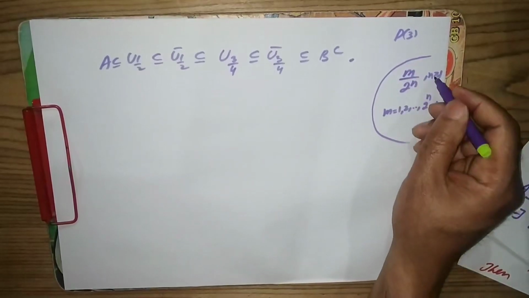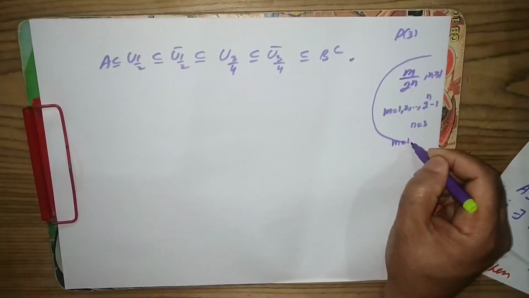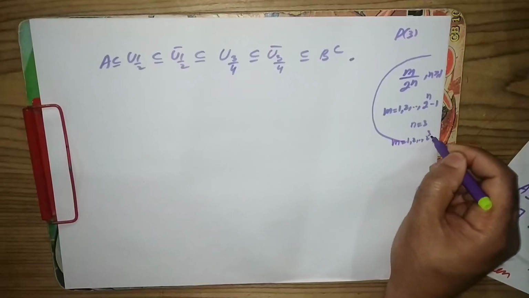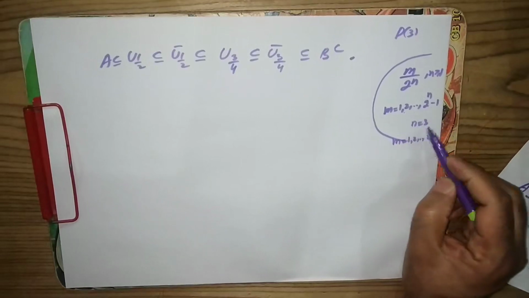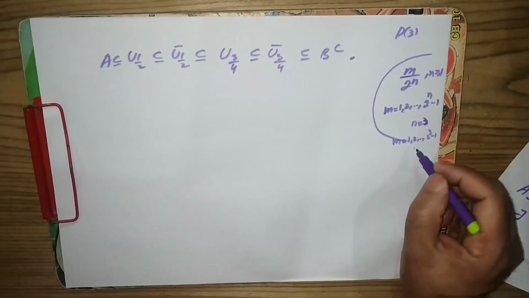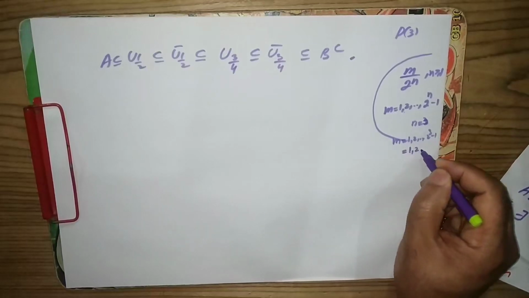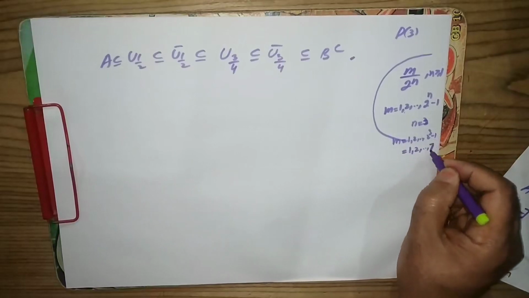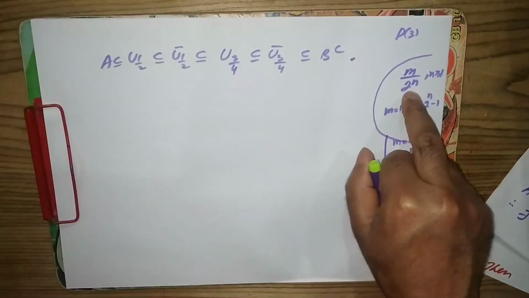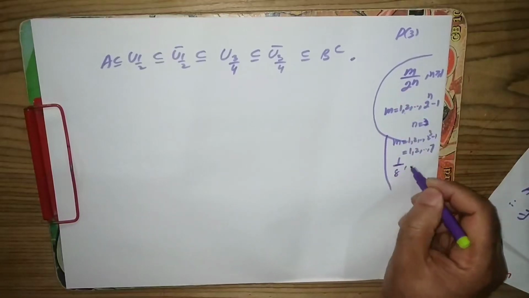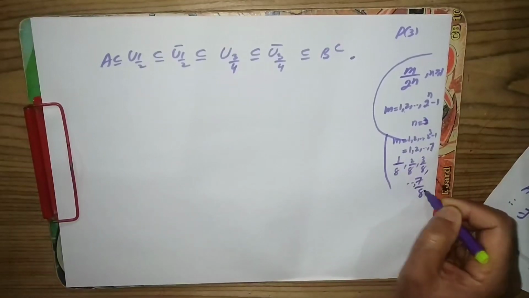Suppose, for instance, we take n equal to 3, then what are the values of m? They are 1, 2, up to 2 power 3 minus 1. 2 power 3 is 8, 8 minus 1 is 7. So these numbers, 1 by 8, 2 by 8, 3 by 8, up to 7 by 8, are dyadic rational numbers.